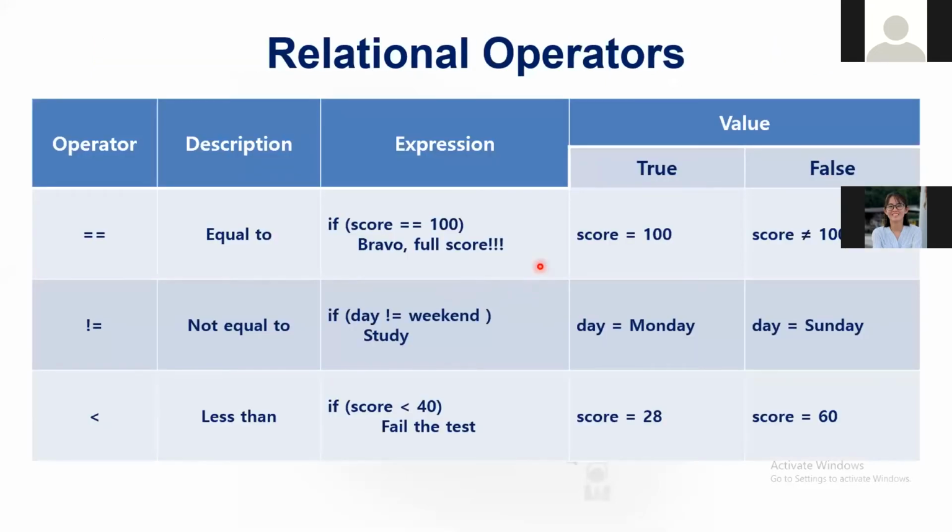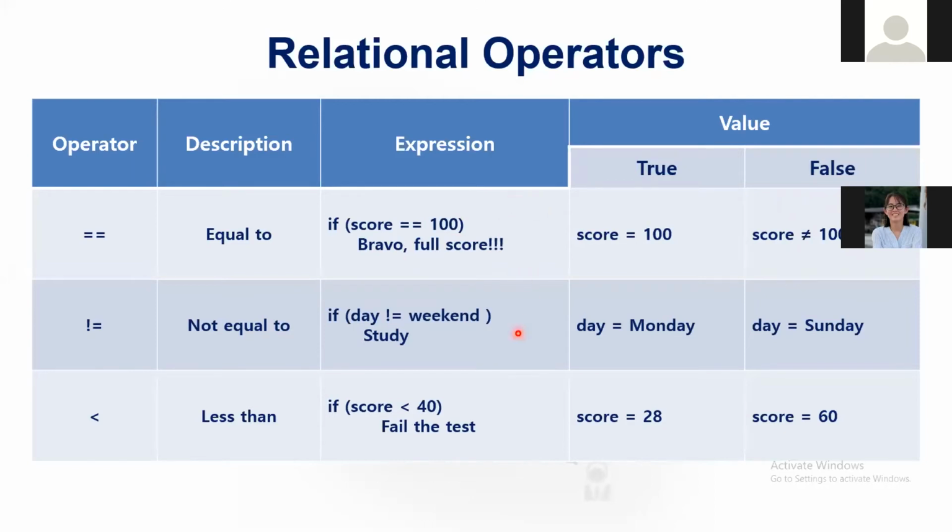Okay, so now when we talk about comparisons, we will go into the relational operators. These relational operators are for you to make the compare. You have different kinds of conditions, but I think you are familiar with it because in our daily lives, we have many comparisons. For example, equal to: if the score is equal to 100, it means the score is really 100, it's really true, right? Then it will say bravo, full score. But if it's not 100, maybe it is 50 or 40s, then it will not display the bravo full score.